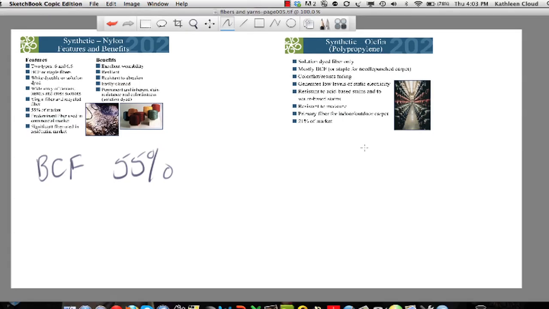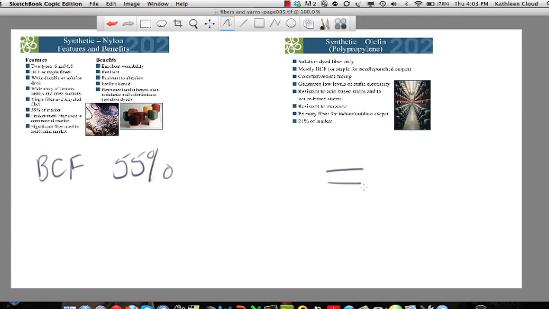Over on this side, we have the synthetic olefin, and that's also known as polypropylene. They are two different names, but they are the same thing. They're equal. Same fiber. Olefin is only available as solution-dyed BCF. Remember, BCF is bulk continuous fiber. Polypropylene is used where resistance to sunlight fading and chemicals is more important than durability to traffic.